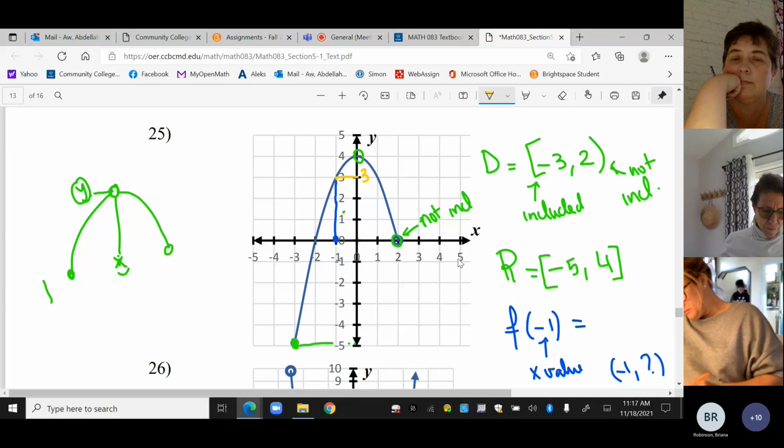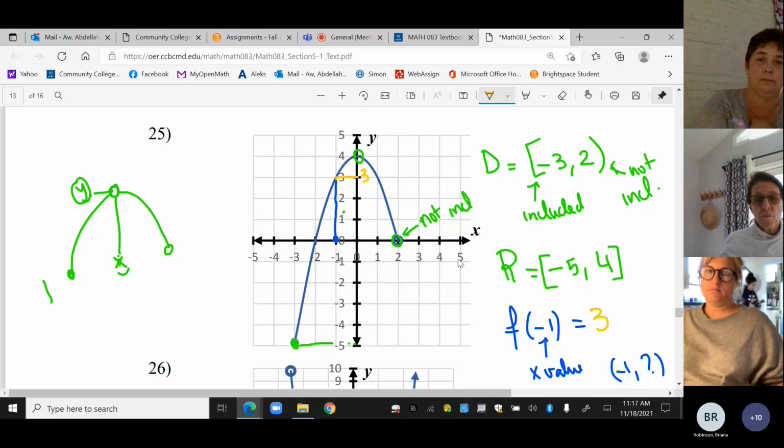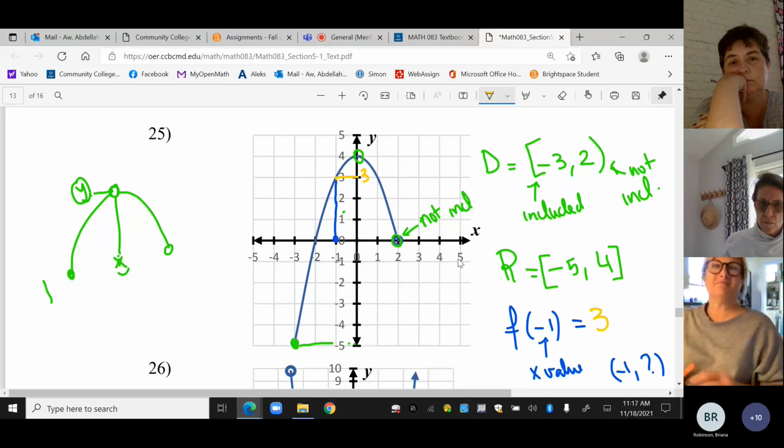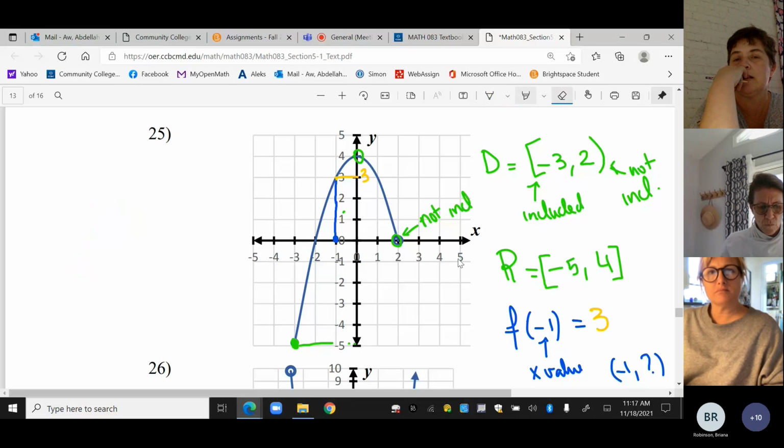3. So what is f of -1? 3. Everybody see that? You see, you go vertical and then you go horizontal. You go vertical and then you go horizontal. So after that, if I ask you to find what is f of 1, what's going to be your answer?